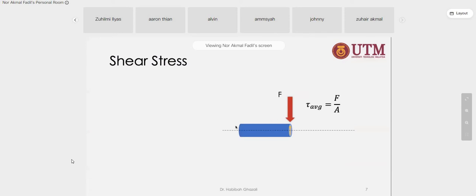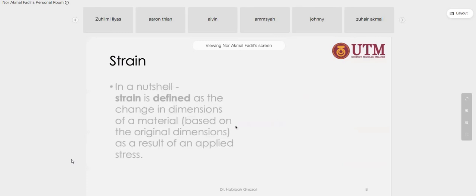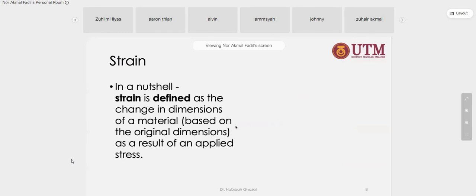Shear stress is a strength as a dimension of a material. Doktor, putus-putus, eh? Material based on the original dimension. Putus-putus. Suara doktor sekat-sekat. Sekat kan? Sekejap.